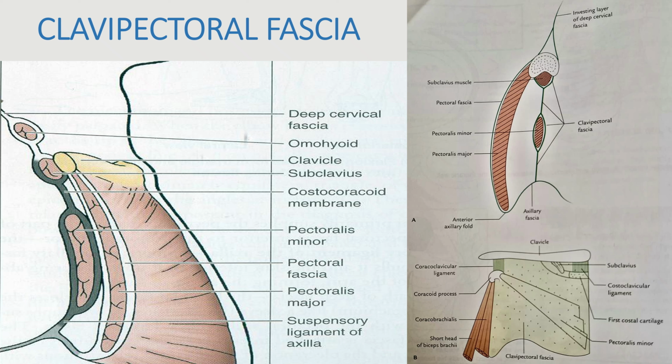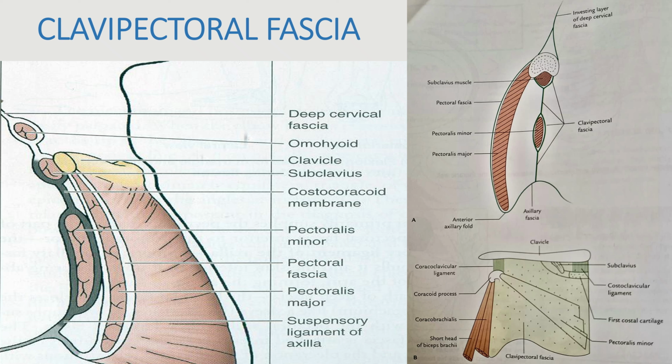So, in order to enclose the subclavius muscle, the clavipectoral fascia would divide into two. During this process, an anterior as well as posterior lamina is formed. The anterior lamina would get attached to the clavicle itself, while the posterior lamina would become continuous with the investing layer of the cervical fascia, which would later fuse with the axillary sheath.